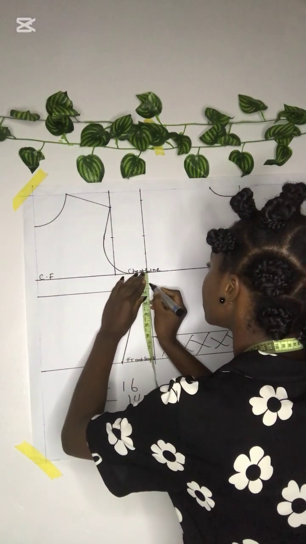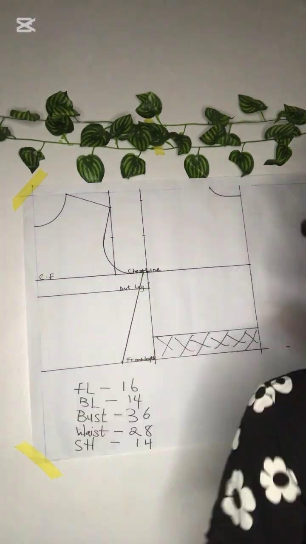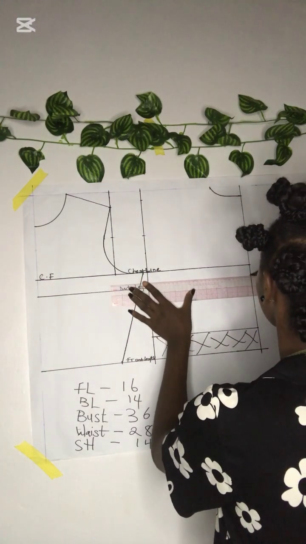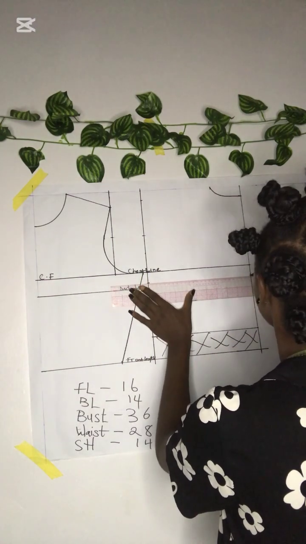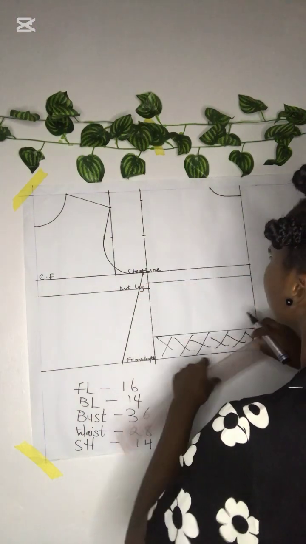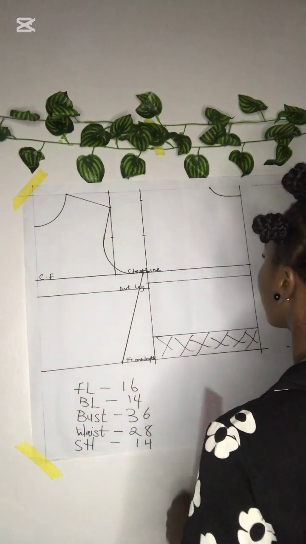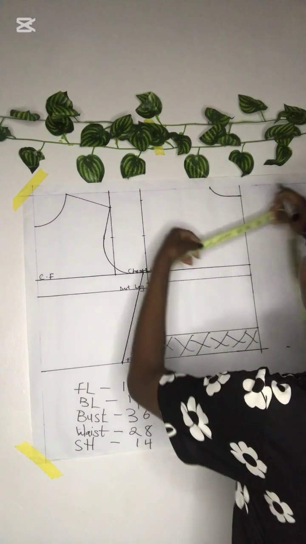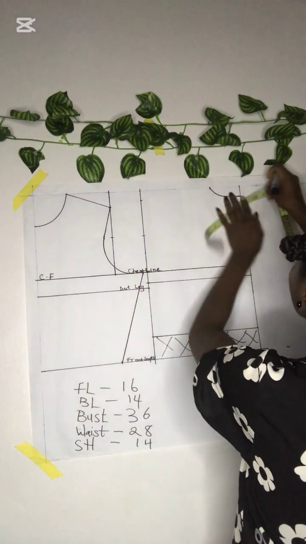So now for the dart leg, we came down at the front by 1.5 inch. That's from the chest line, we came down by 1.5. But for the back, we're going to be coming down by 1 inch. So you come down by 1 inch from your chest line at the back, and then you connect the line, like connect it to make a straight line.